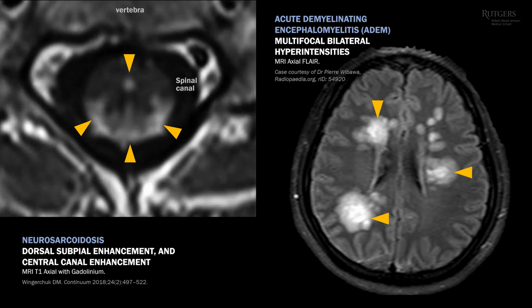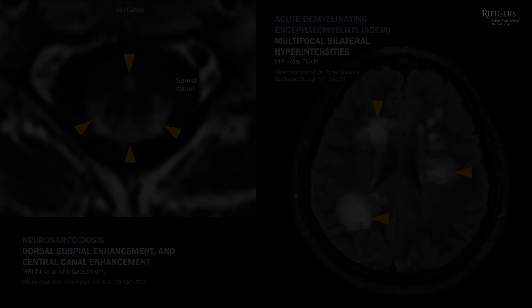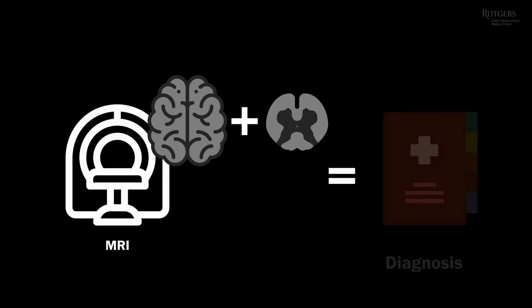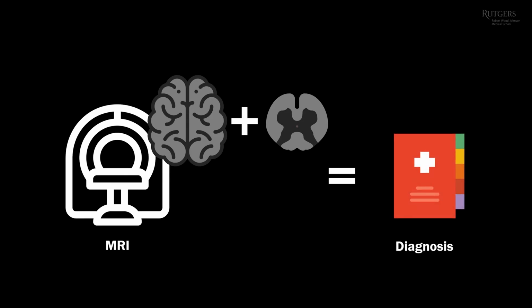ADEM patients are usually kids and teenagers, younger than your typical MS patients, and the illness has a monophasic clinical course. Patients don't relapse after treatment like they do in MS. Spinal lesions in ADEM look like MS plaques on MRI, so it's impossible to distinguish based on the spinal imaging alone. The moral of the story here is that getting an MRI of the brain can be helpful in the diagnosis of myelitis.